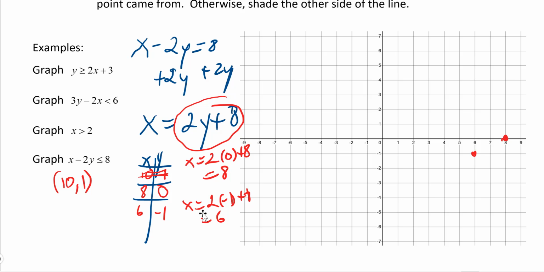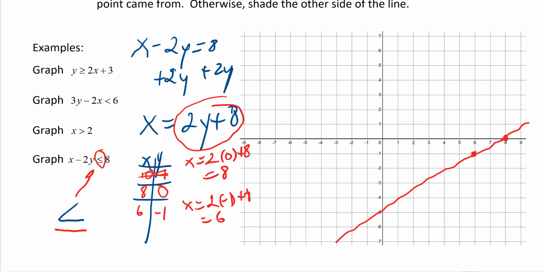Now we need to decide, is it going to be a solid line or a dotted line? Well, that depends on this right here. I'm hoping you remember the rule. Since I have less than or equal to, that's when you have a solid line. So I'll connect the dots with a solid line. Please do this carefully when you're doing it yourself. I'm just going to be a little bit sloppy on that.